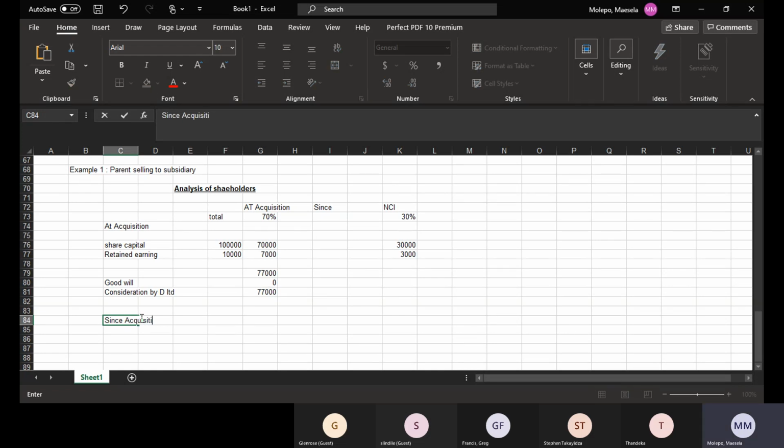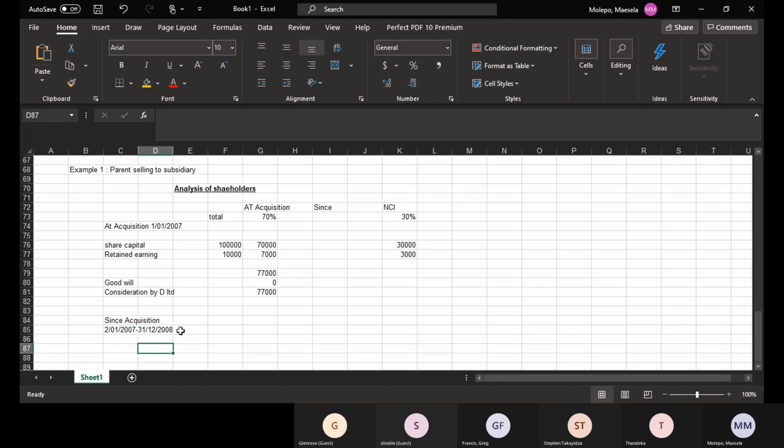Now we're gonna go to our since acquisition. So our since acquisition, based on what I told you in the prior weeks, whereby our at acquisition is on 1 January 2007, and then our since acquisition will run from 2/01/2007 up until the 31 December 2008. That will be our since acquisition.